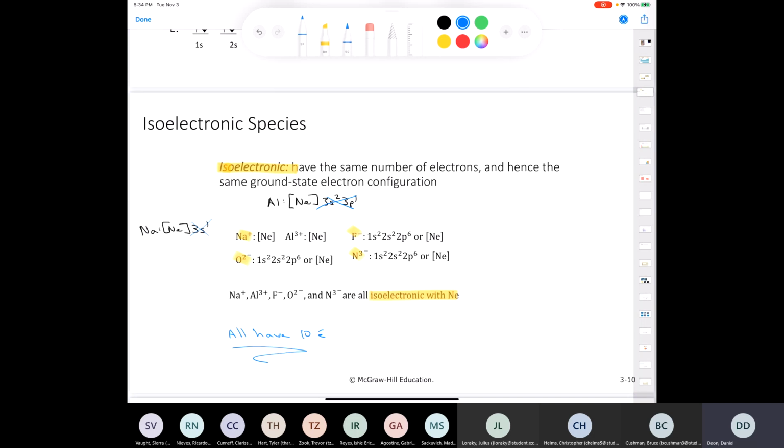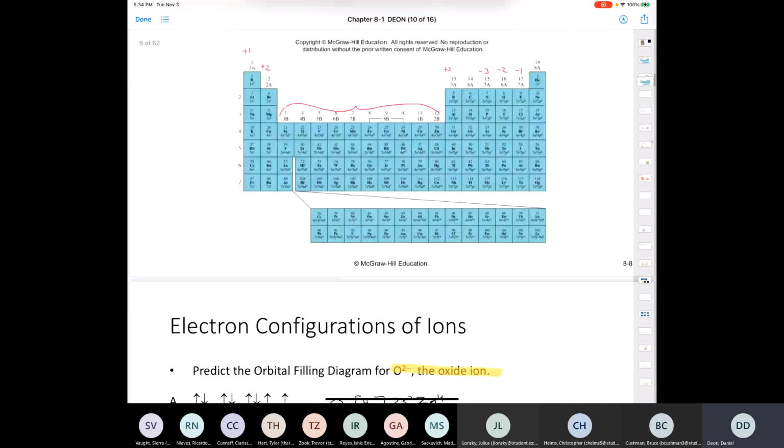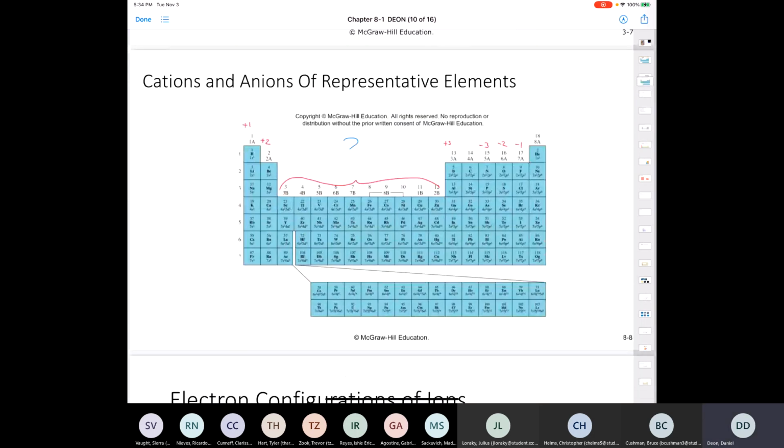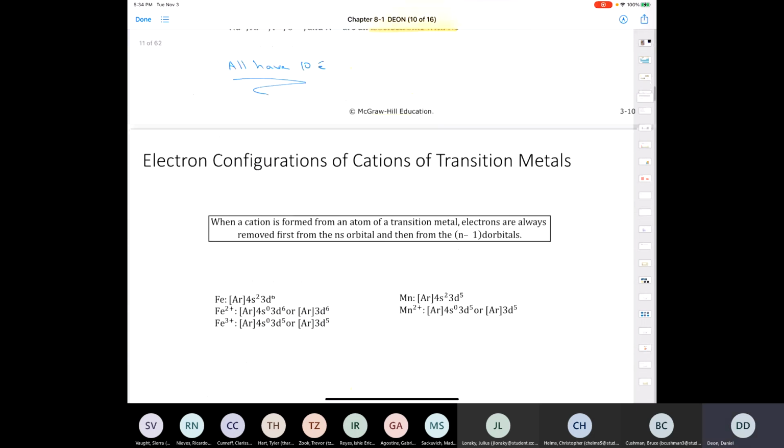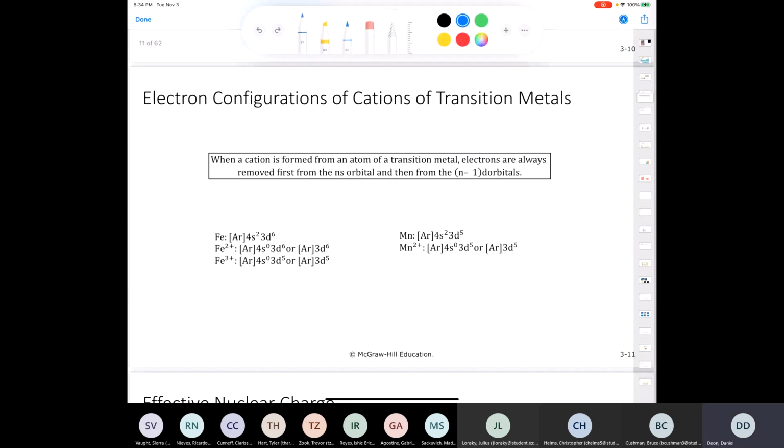Let's talk about the transition metals, which I told you going all the way back here. I kind of left the transition metals open and I said they're a little more difficult to predict, okay? Much more difficult to predict. Well, you need to be aware of a few of them. It says when a cation is formed from an atom of a transition metal, electrons are always removed first from the ns orbital and then from the n-1 d orbitals. Let's think about iron.